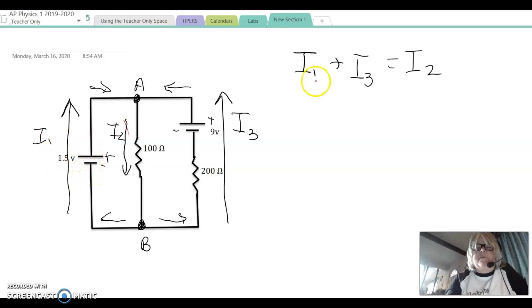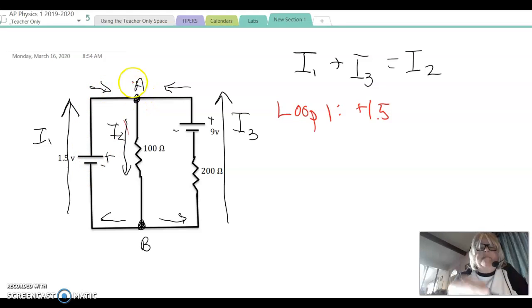So that's going to be written down as, okay, so this is for loop 1, positive 1.5 volts. Okay. Then I come to A, and I'm going to follow current 2.